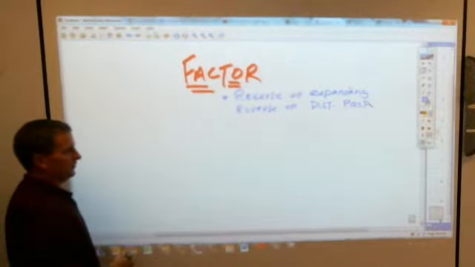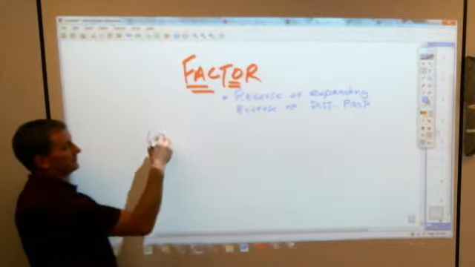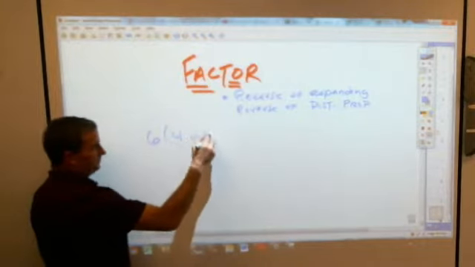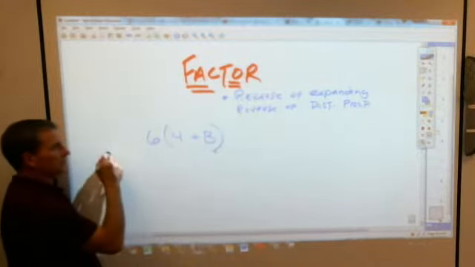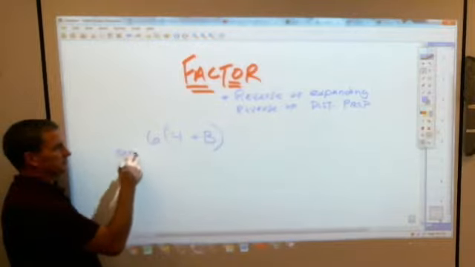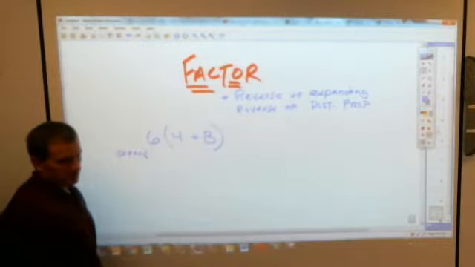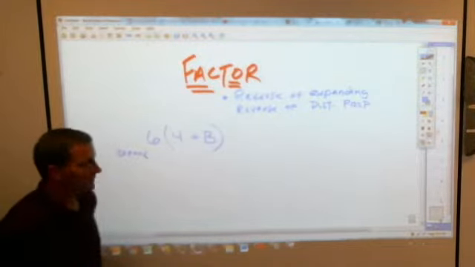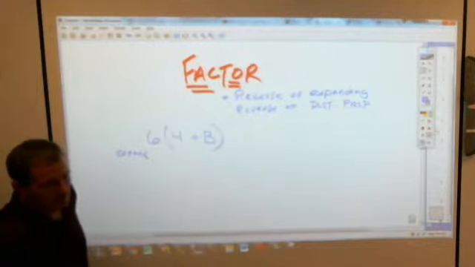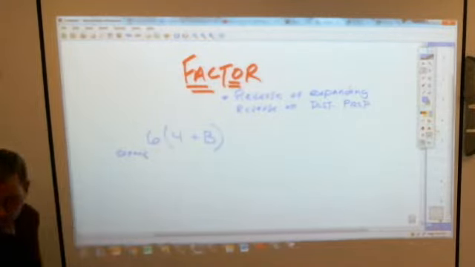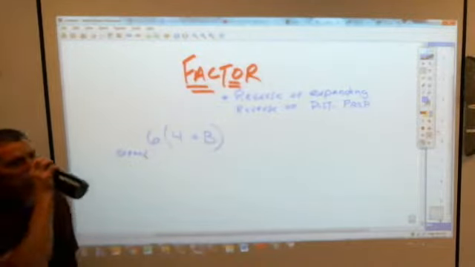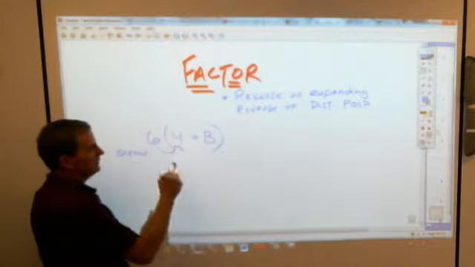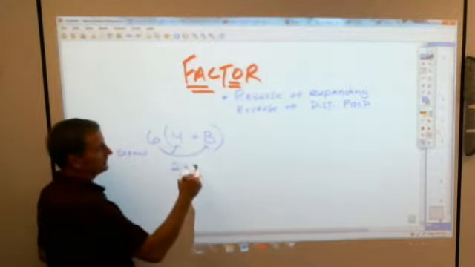Maybe this will help if I do it this way. Let's say I have 6 times (4 plus b). Now if I said to expand that, what do I get if I expand it? We just did it. I hope you didn't forget in the last 25 seconds. So Joseph wants to tackle this one. Joseph, if I expand that, what do I get? You could do this, Joseph. 24 plus 6b. Nice work, Joseph. 6 times 4 is 24, and 6 times b is 6b.